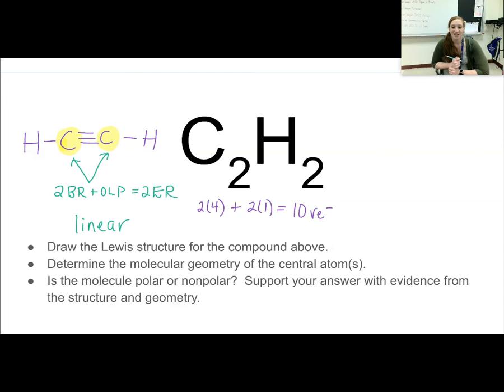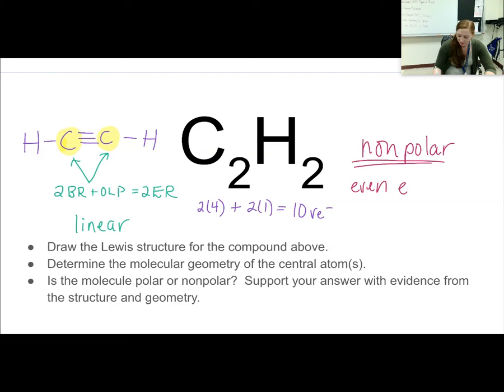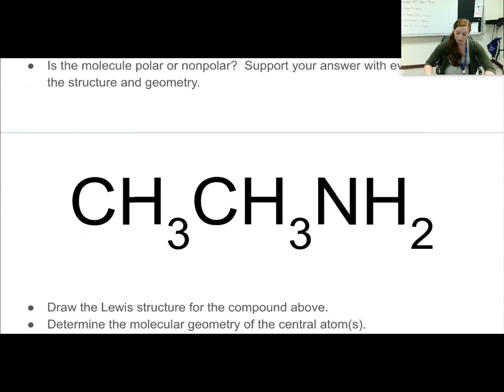Now checking for electron distribution. This is completely symmetrical. We've got 2 hydrogens on either end, 2 carbons on the inside. This is going to be nonpolar. This is even electron distribution, and we're going to say this is symmetrical. Okay, fantastic. All right, moving on to one that's a little bit more complex.